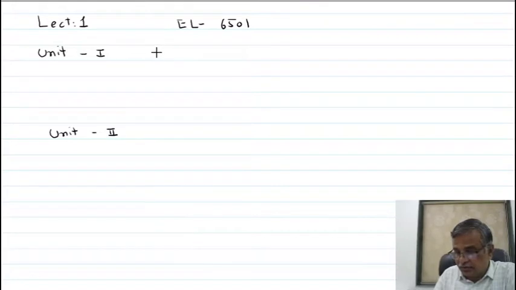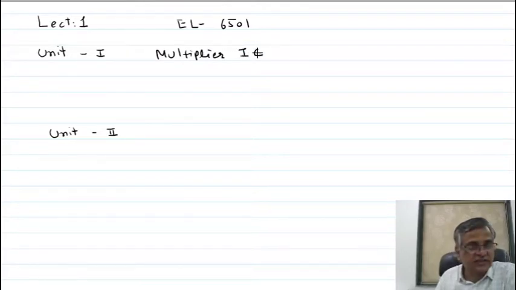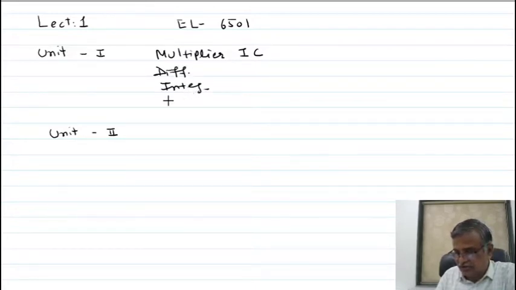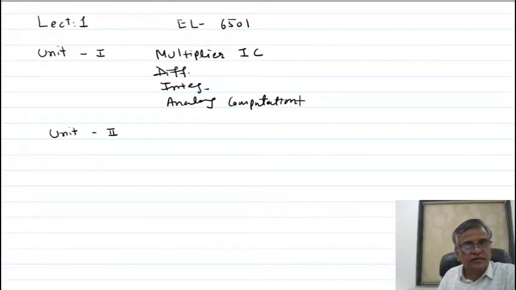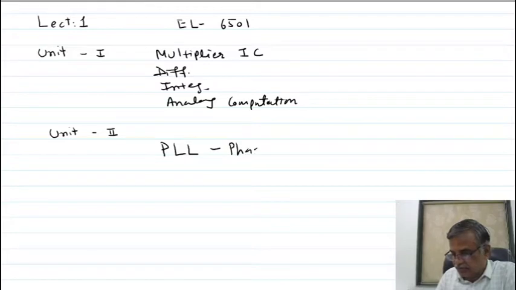In Unit 1, I will discuss multiplier IC, its applications, differentiator circuit, integrator circuit, and some analog computation circuits. In Unit 2, I will discuss PLL. It is nothing but the phase lock loop IC.